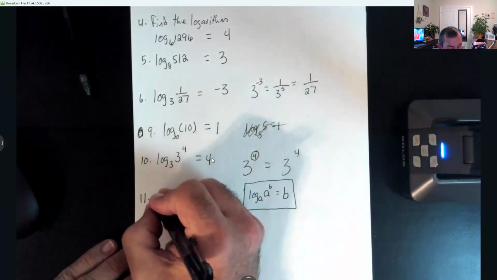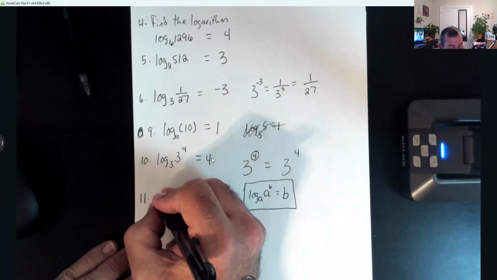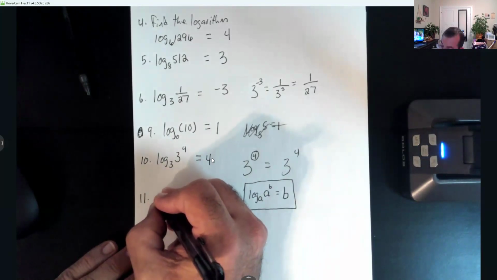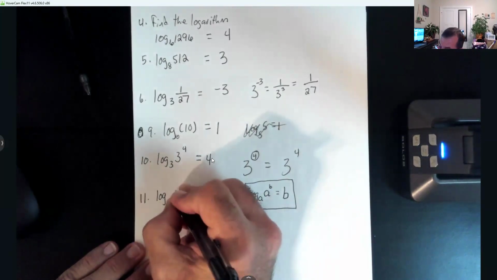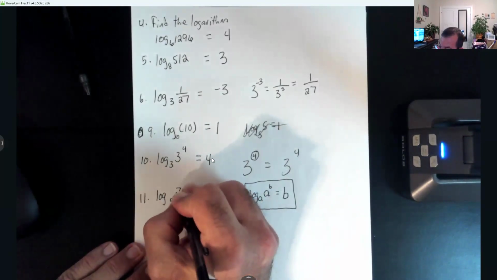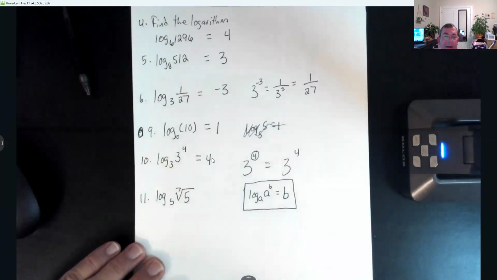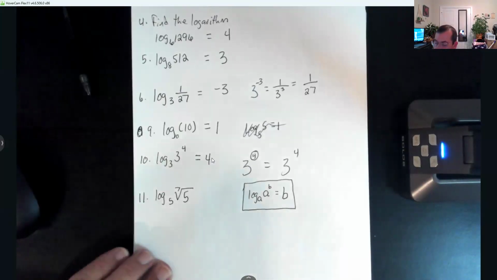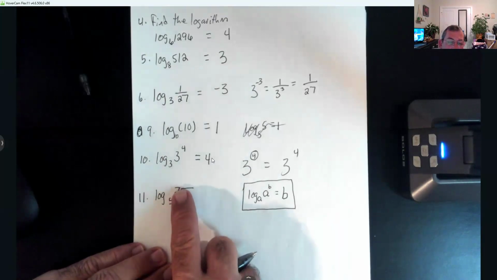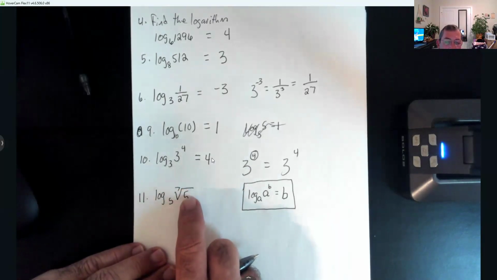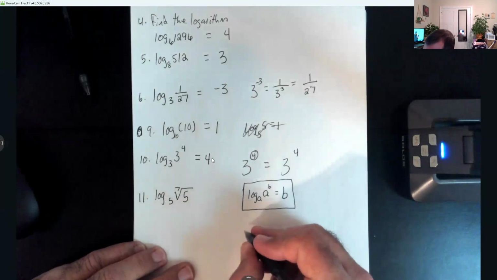Let me try this one. Log base 5 of the 7th root of 5. Let me show y'all how to convert stuff out of a radical into a fractional exponent.